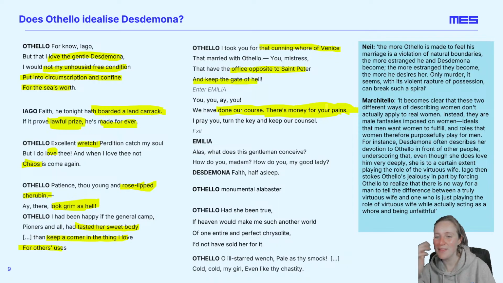And then Emilia after this says, "Alas, what does this gentleman conceive? How do you, madam? How do you, my good lady?" Desdemona says, "Faith, half asleep." So she's saying, I'm half fainting at what just happened here. Remember, women before they were married had no knowledge of sex. They had no information about it. This was not something, it's not polite society, that they would be speaking about any of this. So she's shocked to her core, in other words.